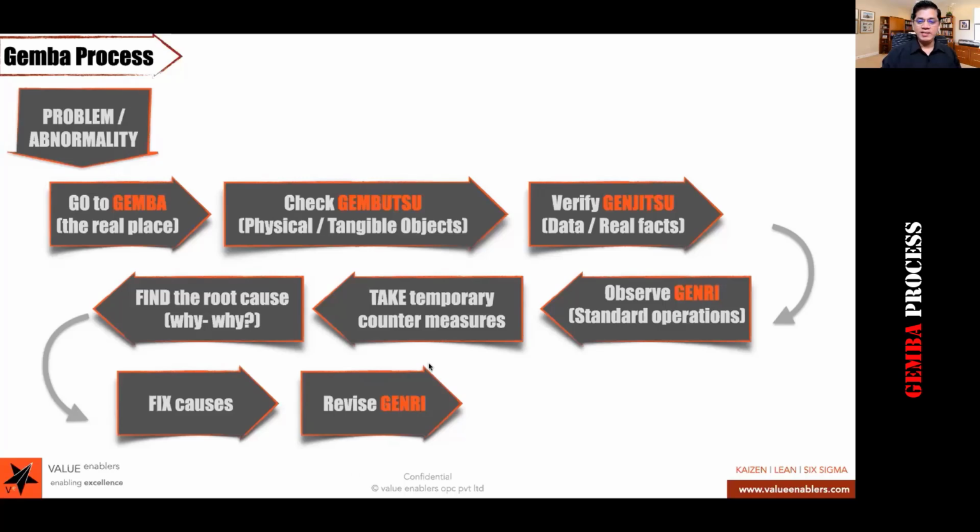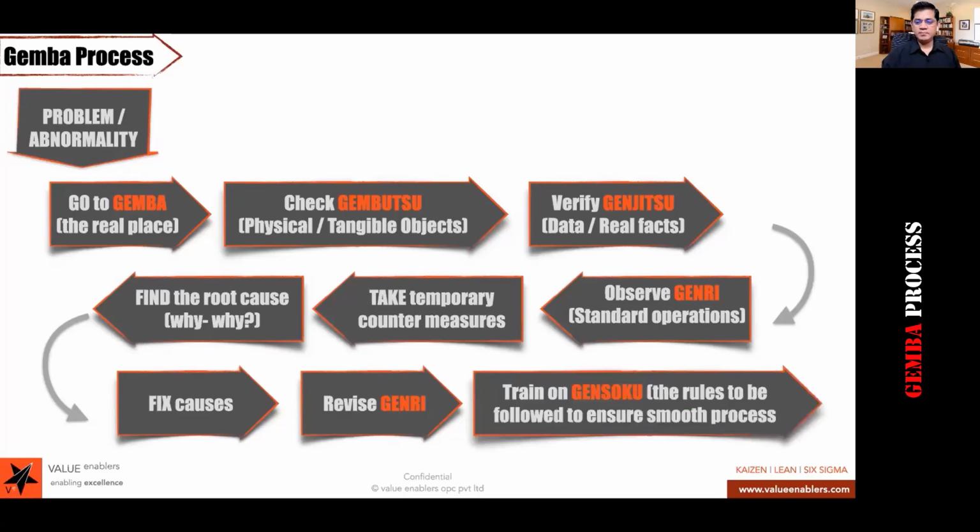So revise the Genry, revise the standard operations, change the way it is, because the accident happened due to many reasons, okay? Now, if you have to change a signboard, if you have to do some other precautions, mechanisms, do that. Gensoku. Train the people.